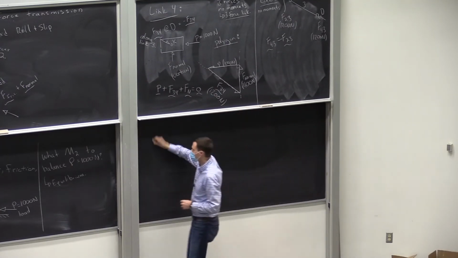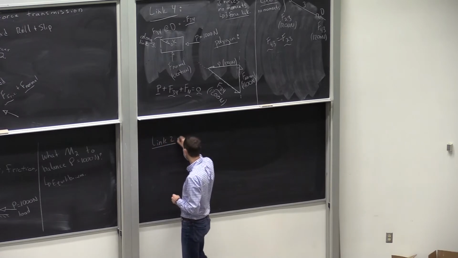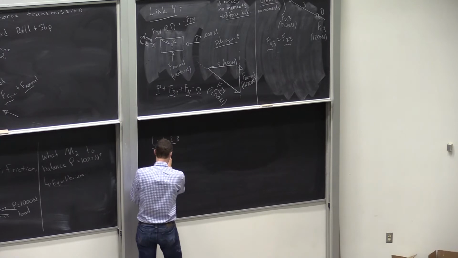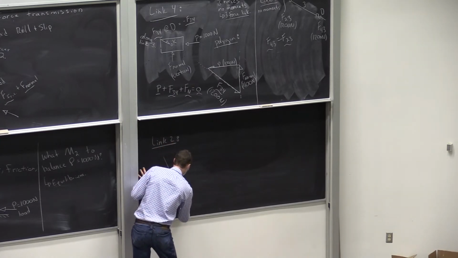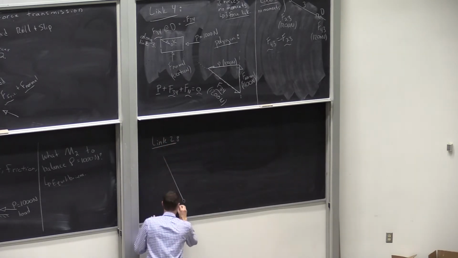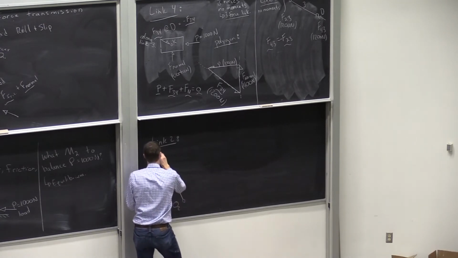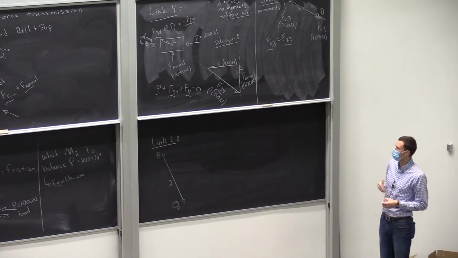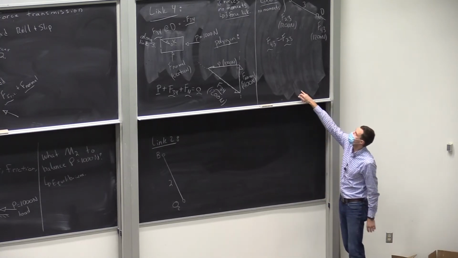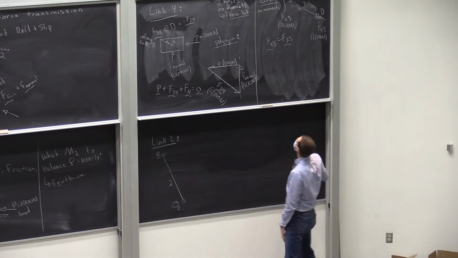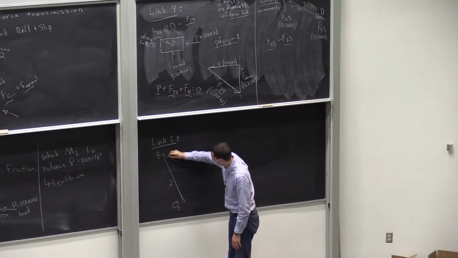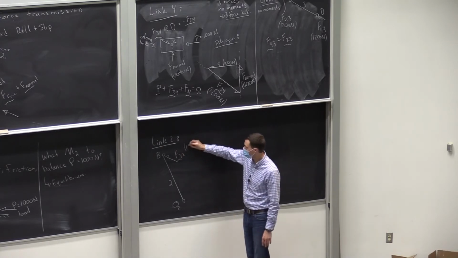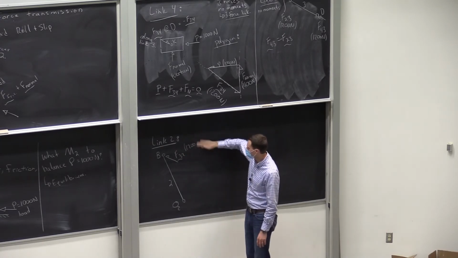So now we're on to our last link. Link 2. So let's do a free body diagram. So here's link 2. It's connected to link 3 at B. So it's going to have this equal opposite force 3/2. Okay, we already know the magnitude, 1,200 newtons.